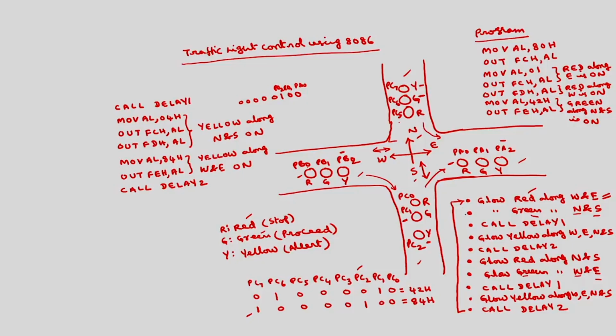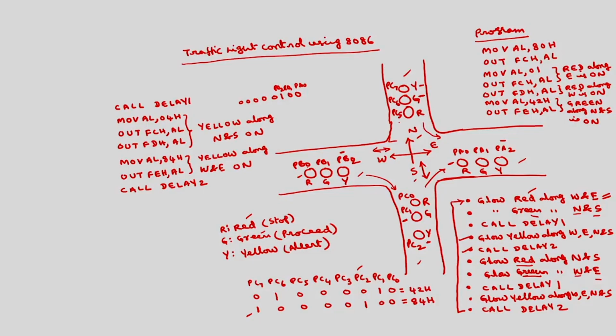So, now this step is over. Then you have to glow red along north and south, green along W and E. Then again you have to call delay, you have to glow yellow along all the 4 directions, call delay, and the same process has to be repeated.